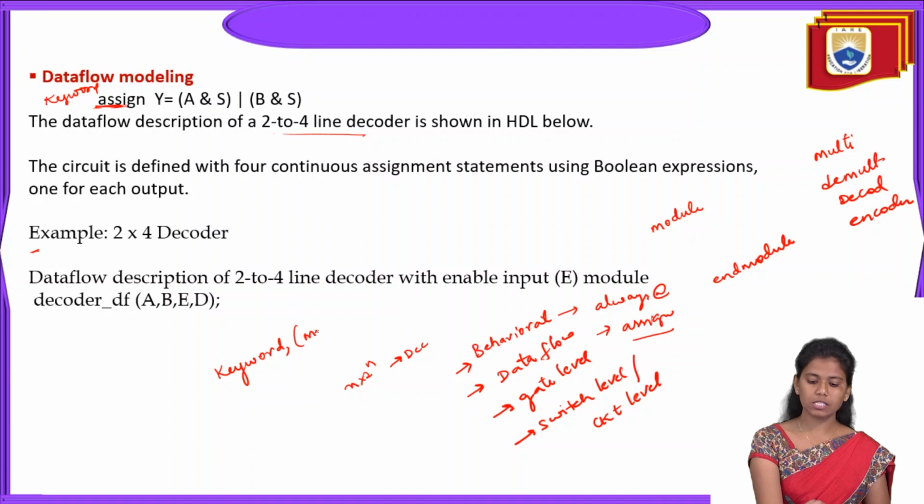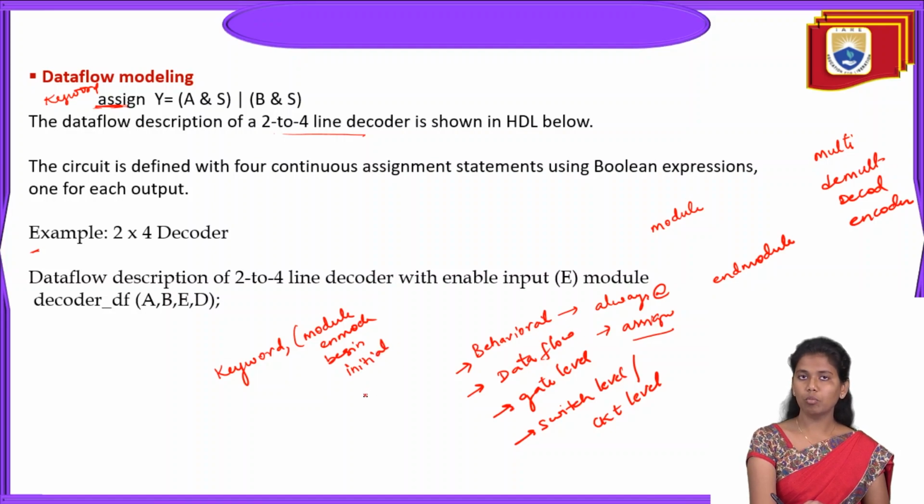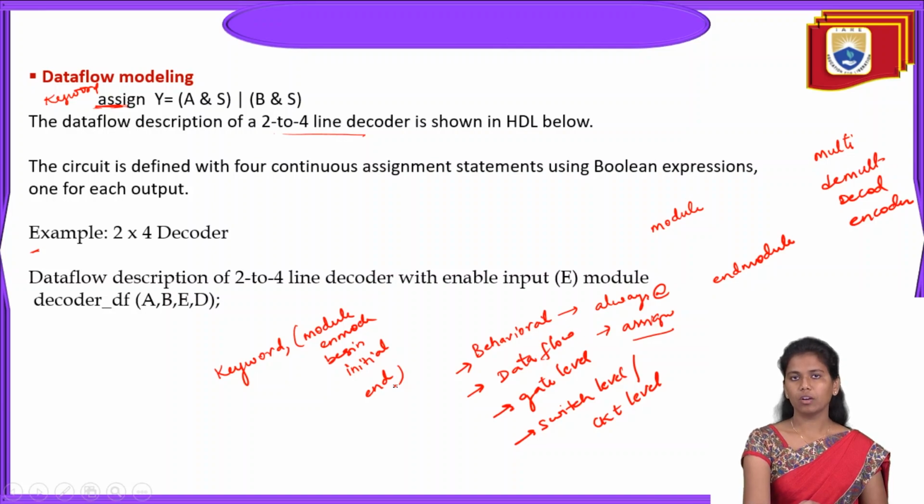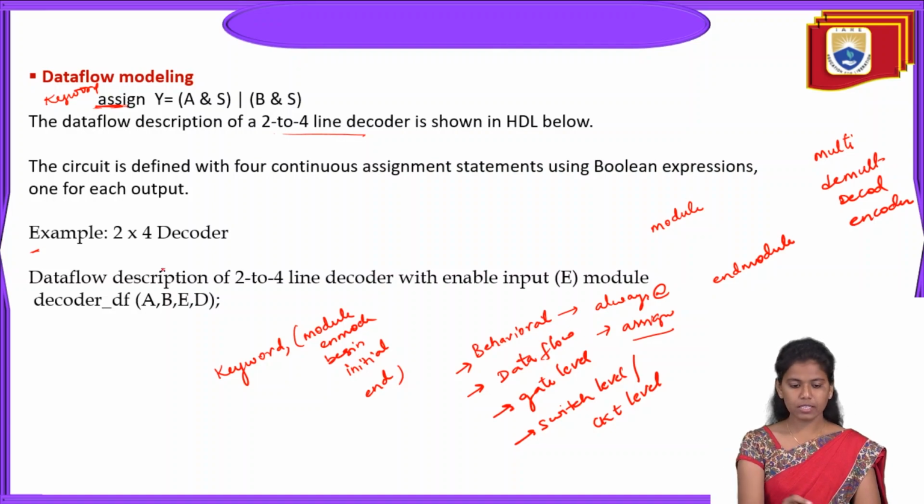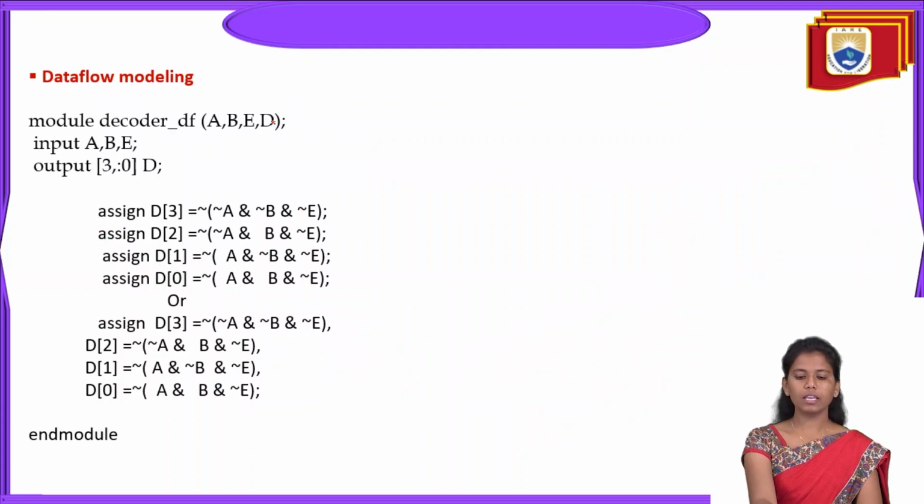We have discussed module, endmodule, begin, initial, and end. Begin, initial, and endmodule, these are the keywords that we mention when we are writing a particular code. So here, as we are discussing the 2 to 4 decoder, obviously this is our code.